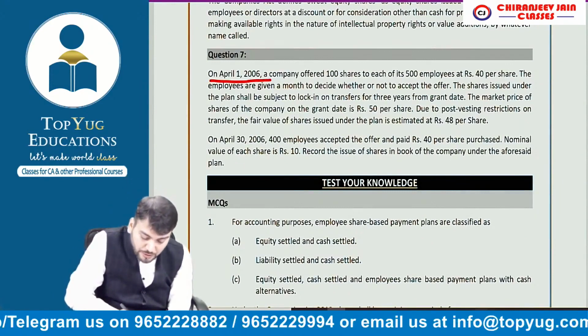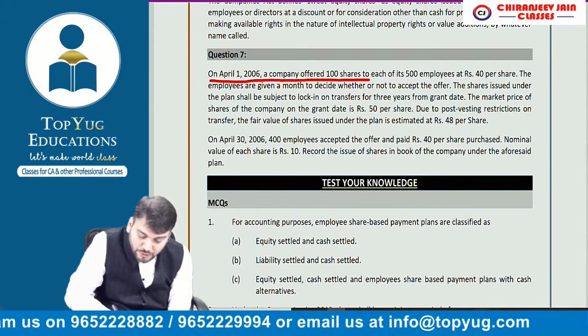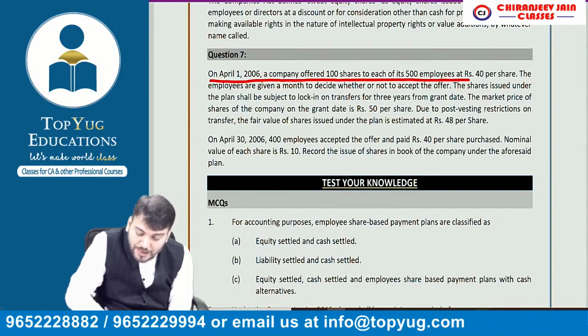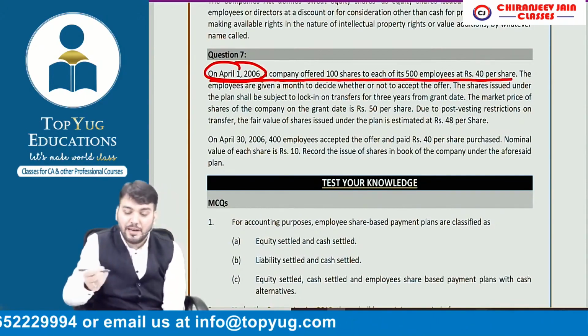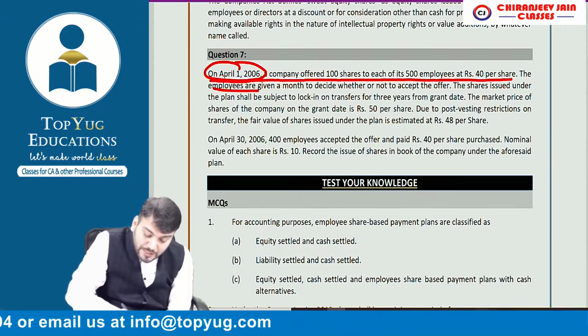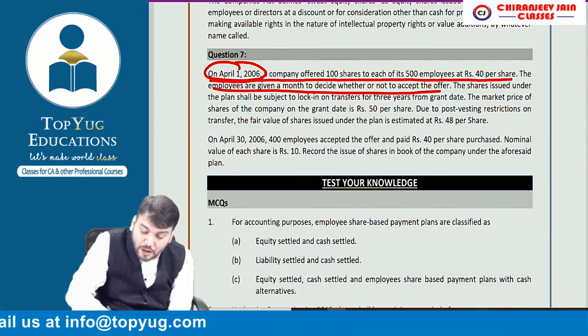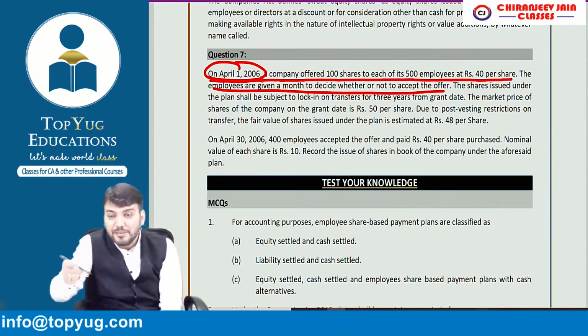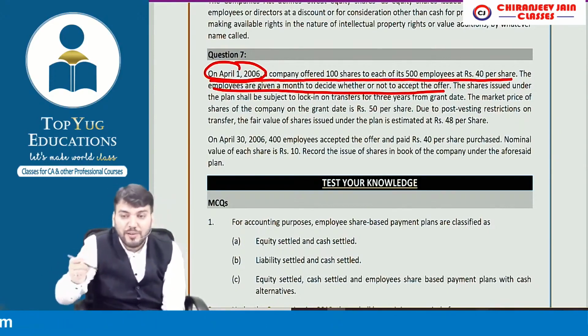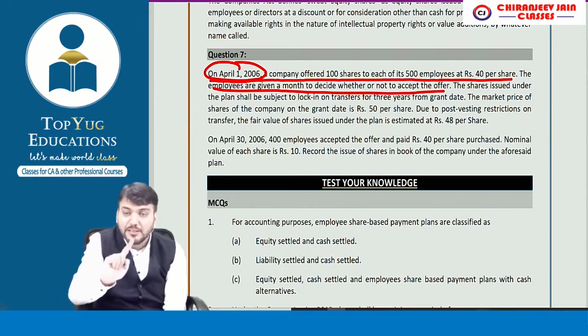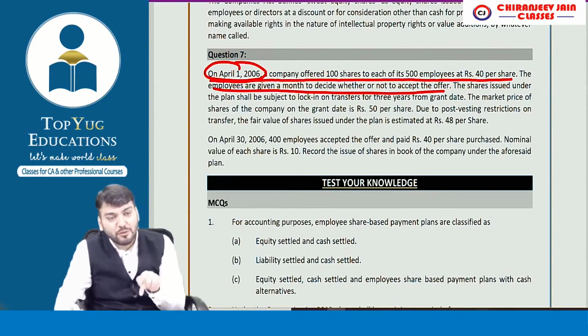On 1st April 2006, a company offered 100 shares to each of its 500 employees at rupees 40 per share. So on 1st April the company made the offer, and the employer gave a month to decide whether or not to accept the offer. This is the exercise period. This is not a vesting period, meaning there is no vesting condition. So it is a question of ESPP.